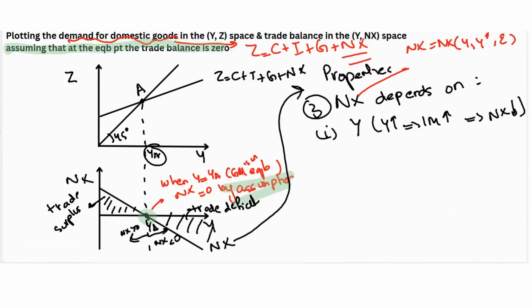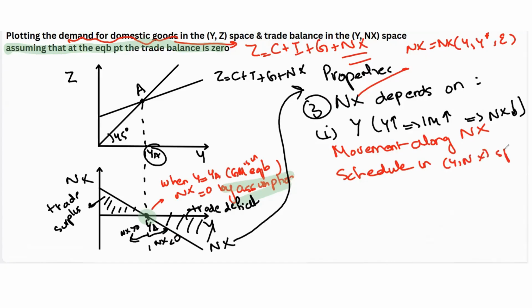However, remember, a change in y will only cause movement along the NX schedule in y-NX space. So in the y-NX space, if y changes, then you'll just have a movement along this graph, because a variable on the x-axis only causes movements. Shifts happen because of a change in a variable which is in its equation, but not on the x-axis, that changes exogenously. So net exports does depend upon y, but y only causes movement along the curve.